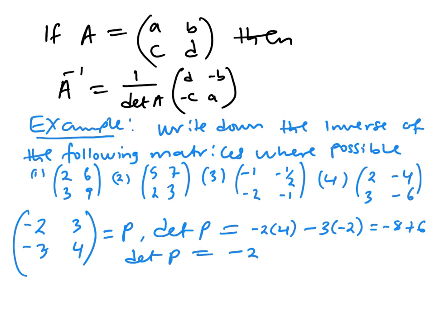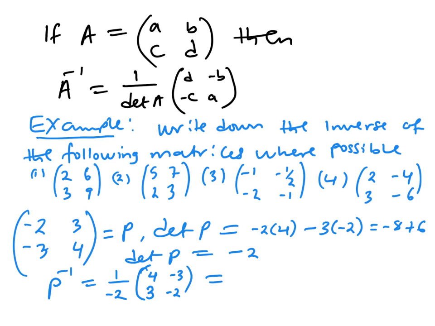Now, we want to get the inverse of P. P inverse is 1 over minus 2 times the adjoint. For the adjoint, we said the elements on the major diagonal switch positions, and the elements on the minor diagonal, which are 3 and negative 3, will switch sign. Then we have 1 over minus 2 into.